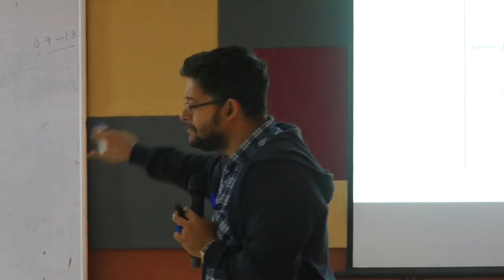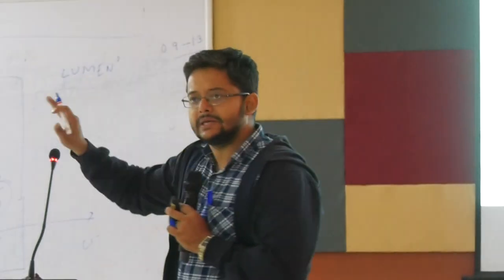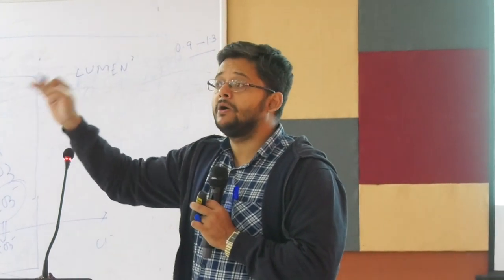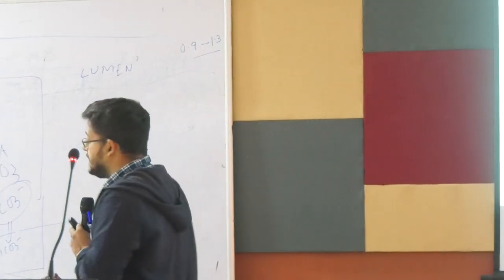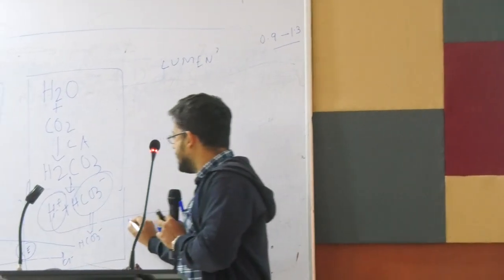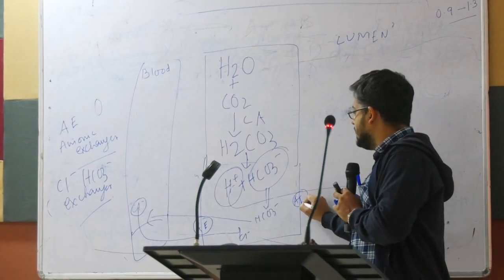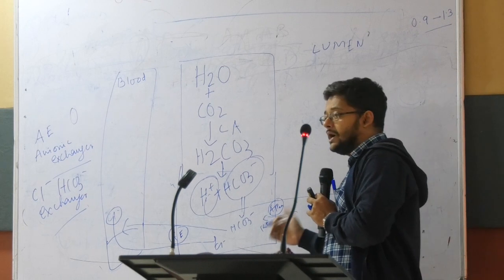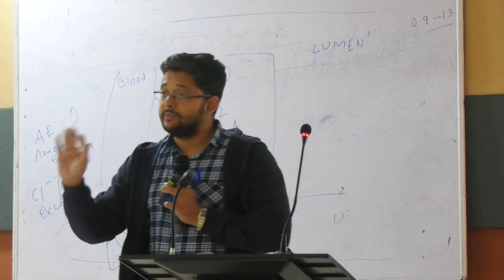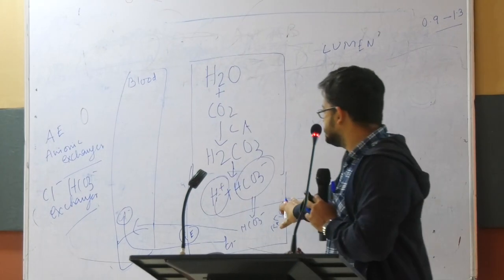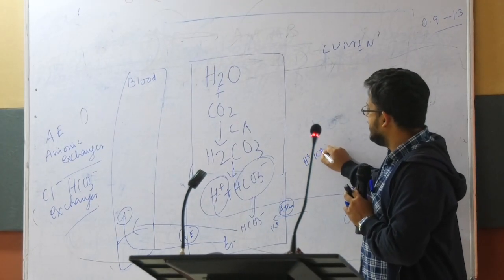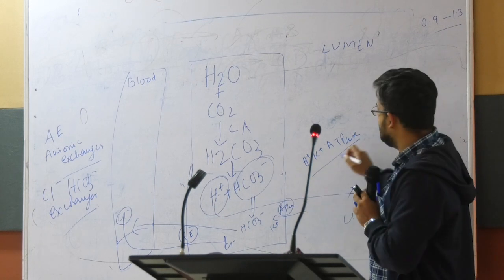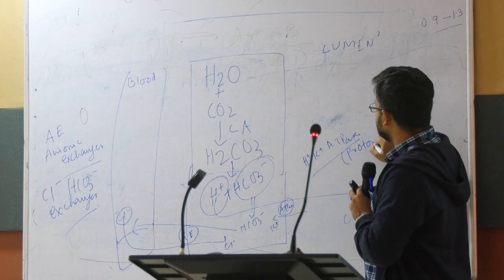Now this H plus simply can't go into the lumen. It requires some kind of push, only then it can go out. This push will come from ATP, so we get a primary active transport here. H plus will only go with the help of an ATPase. And since H plus is going out, another cation should come inside to maintain electroneutrality. Here comes the concept of H plus, K plus, ATPase, where we finished the class last day, and we called it the proton pump.